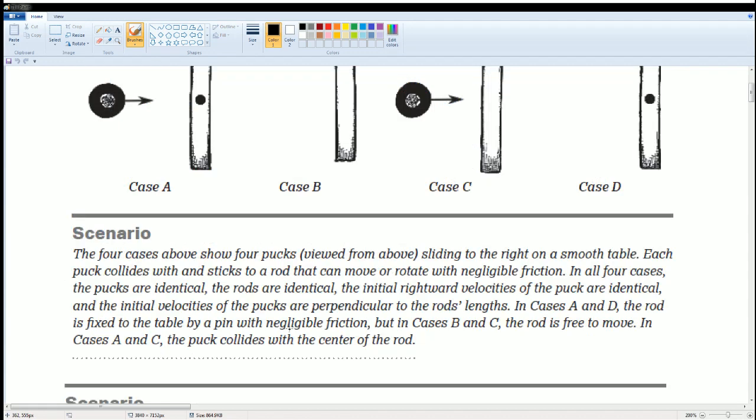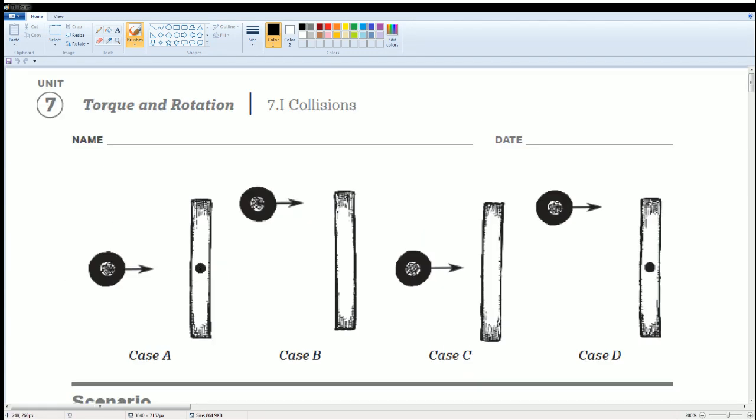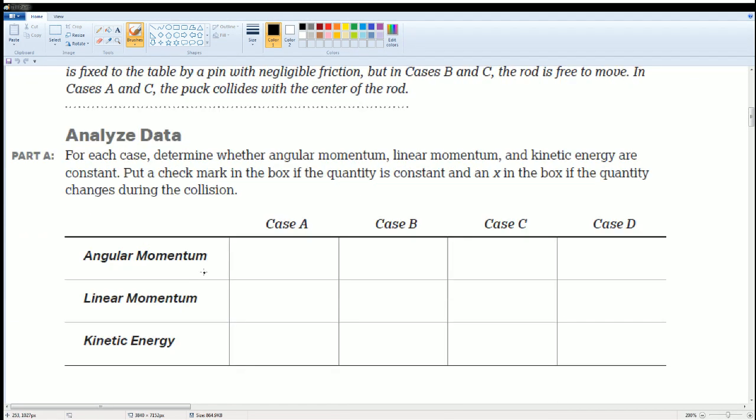Welcome back. The first one, where the puck hits it and it's pinned down, we would say that the angular momentum here does have an angular momentum. The check mark here indicates that the quantity is constant, and X indicates that it changes during the collision. So linear momentum changes during the collision and kinetic energy changes during the collision.